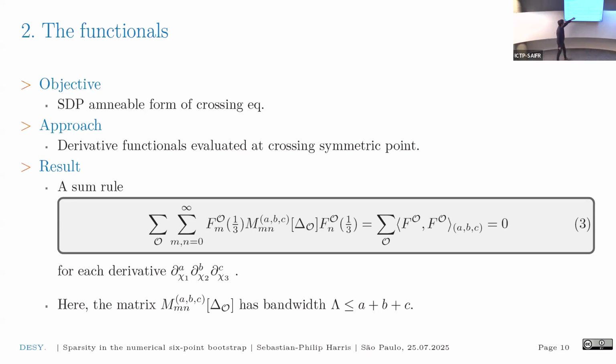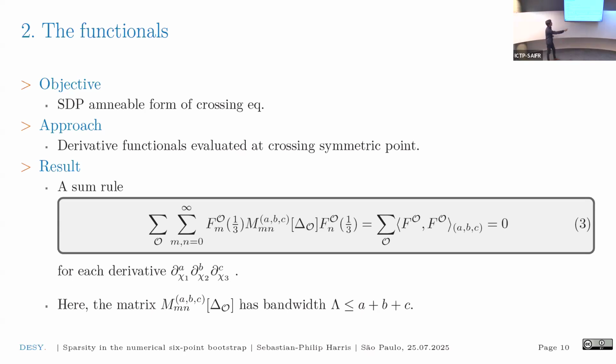One thing that I want to point out about this matrix, which will be very important and will allow us to actually make any progress, is that this matrix is not just any arbitrary matrix, but it's going to be a banded matrix, and its bandwidth is bounded above by the degree of the derivatives.